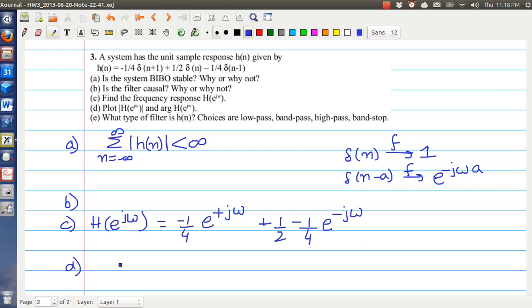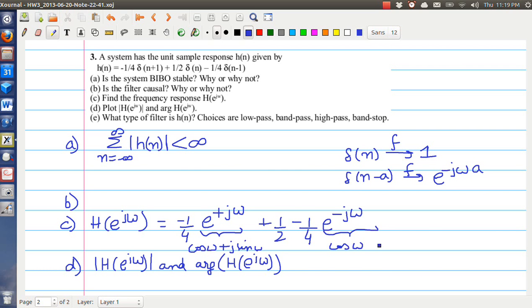In D, we are asked for the magnitude and phase of H(ω). The hard way to do this is to write the e^(-jω) as cosine omega plus j sine omega, and this as cosine omega minus j sine omega, then trying to collect all the terms, but that will be very tedious.